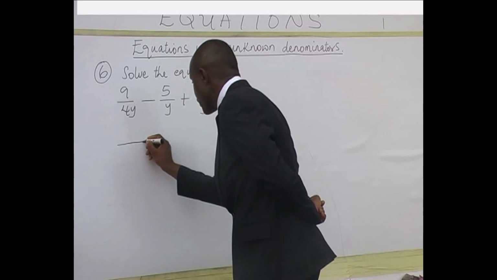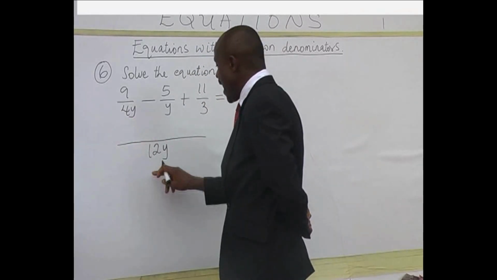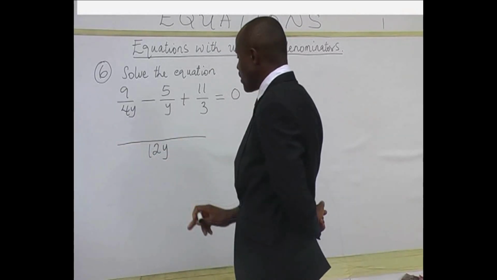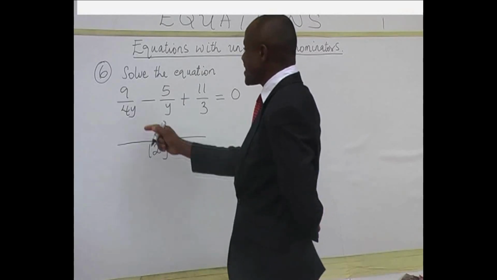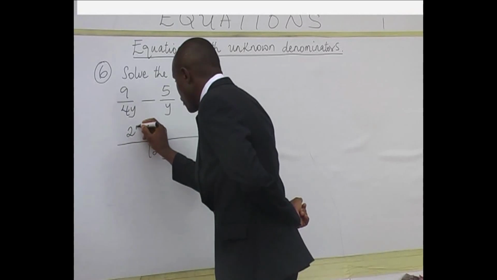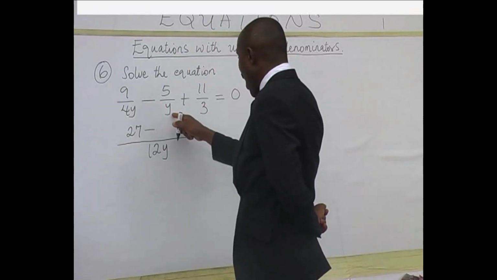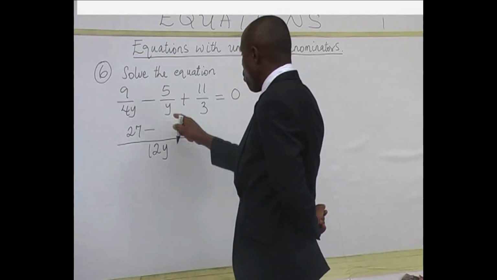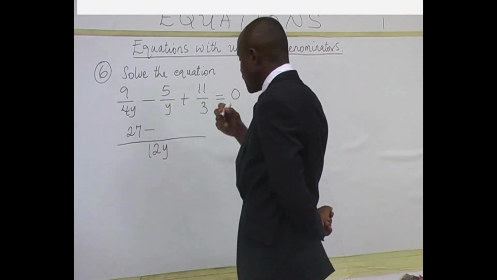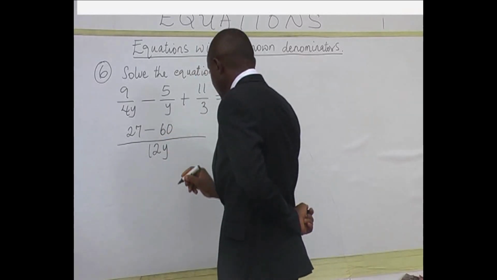So write 12y, draw a line across, and begin to divide. 4y divides 12y. 4 we divide 12, we leave it with 3. Y we cancel y. So we'll be left with 3. 3 times 9 will give you 27. So write 27, bring down the sign of subtraction. Y divides 12y. Y we cancel y and leave you with 12. Now 12 times 5 is going to give you 60. So you have 60.